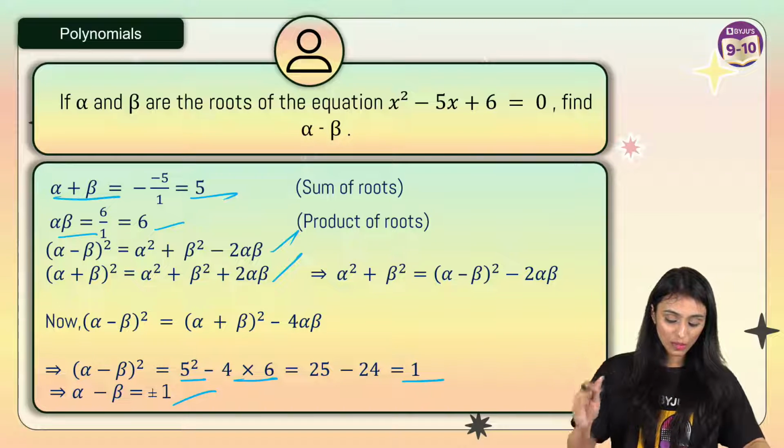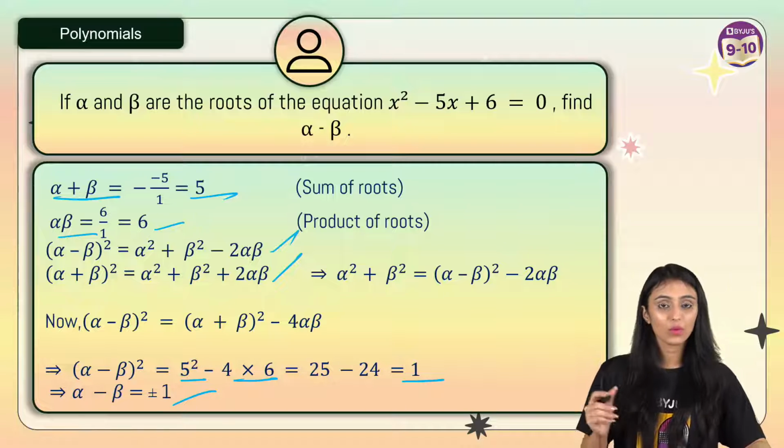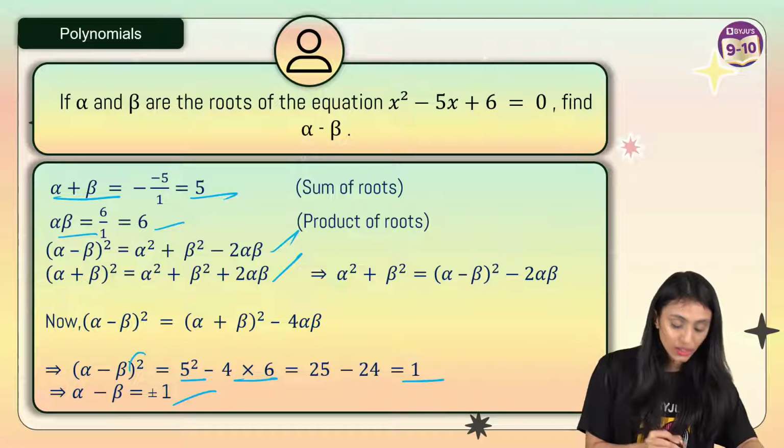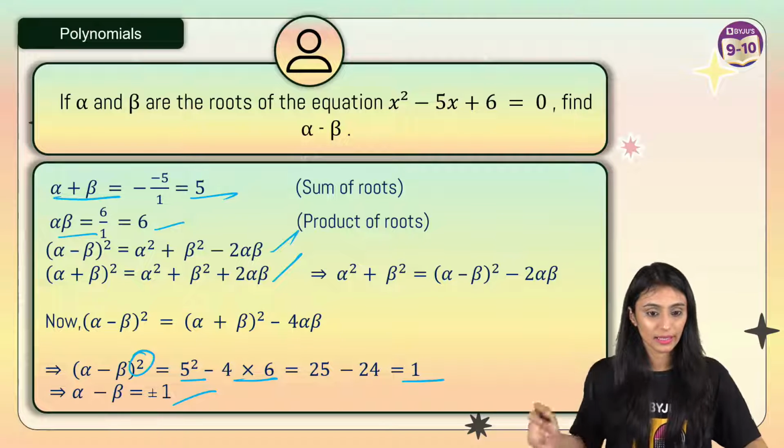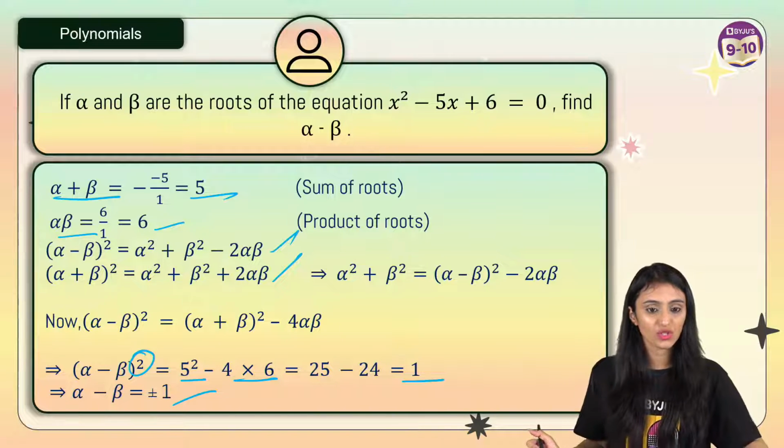Generally, students, what they do is, they would say alpha minus beta would be equal to 1. Please, it's a root here. You will have two values, positive and negative. We have to consider both. Yes, Chirantan, I hope it is clear now. Jitendra, no doubt.